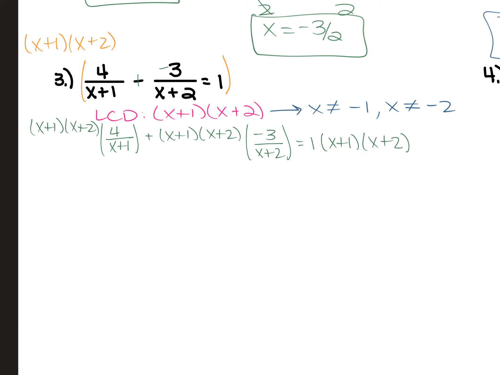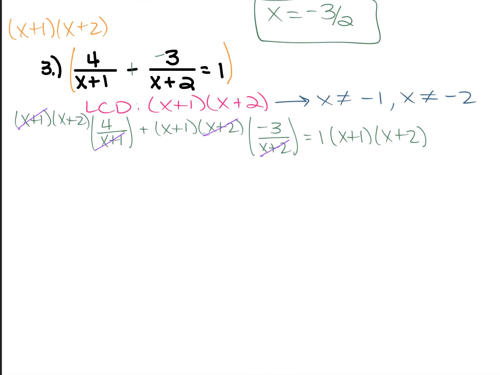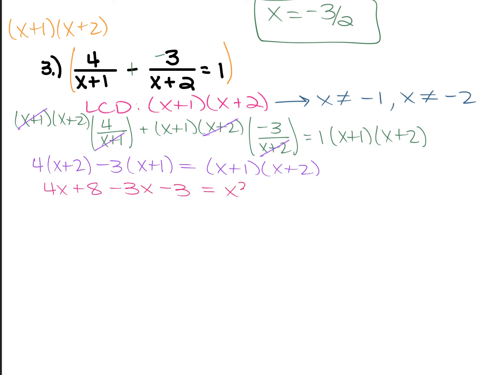So I get to cancel out here. Your x plus 1's cancel, your x plus 2's cancel, and then you multiply. So this is going to give you 4 times x plus 2 minus 3 times x plus 1 is equal to x plus 1 times x plus 2. I'm going to distribute the 4, distribute the negative 3, then FOIL out the right side. So this is going to leave us with 4x plus 8 minus 3x minus 3 is equal to x squared plus 3x plus 2.